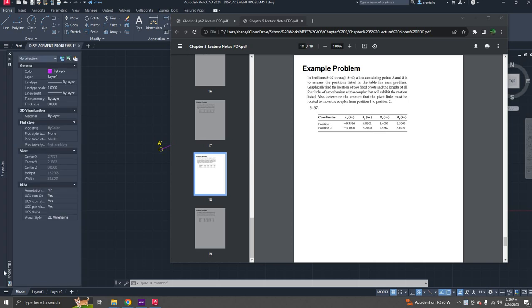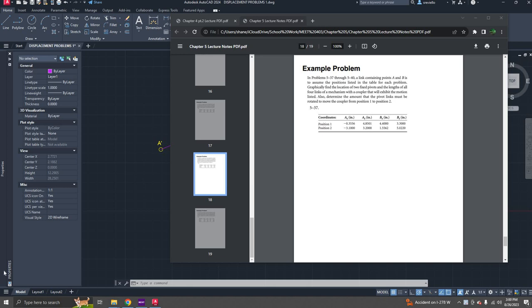Example problem 5-37. A link containing points A, B is to assume the positions listed in the table for each problem. Graphically find the location of the two fixed pivots and the lengths of all four links of the mechanism with a coupler that will exhibit the motion listed. Also determine the amount that the pivot links must be rotated to move the coupler from position 1 to position 2.